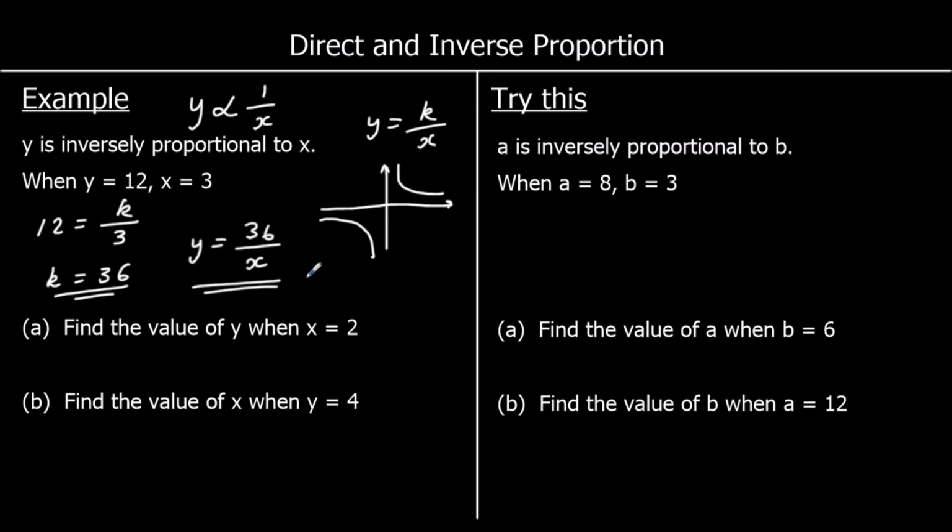So we've got our formula. We can use that to answer the questions. Find the value of y when x is 2. So y will be 36 over 2, which is 18. And part B, find the value of x when y is 4. So we'll have 4 equals 36 over x. If we multiply both sides by x, we get 4x equals 36. And then divide both sides by 4, gives us x equals 9.